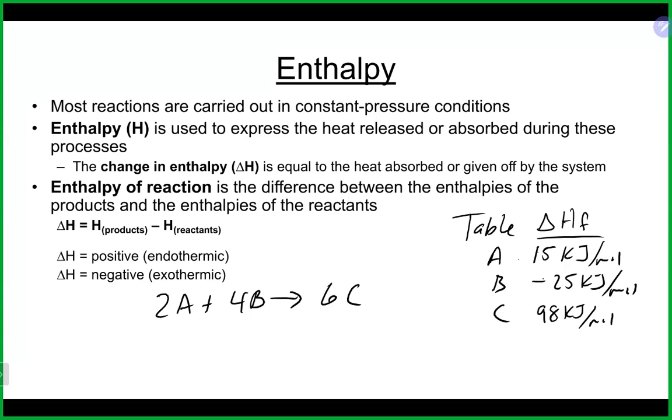Typically speaking, if you go to this table and you have something that is an element in its natural, uncombined state, like hydrogen, oxygen, nitrogen, or any metal by itself, that's how they naturally come, uncombined. They typically will have a delta H value there in the table of 0. So some of them will be zeros.